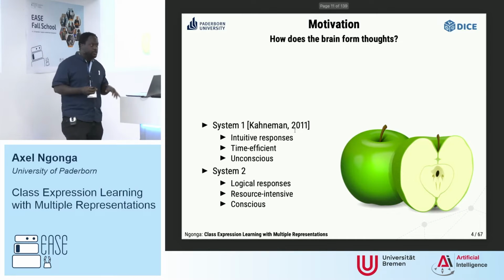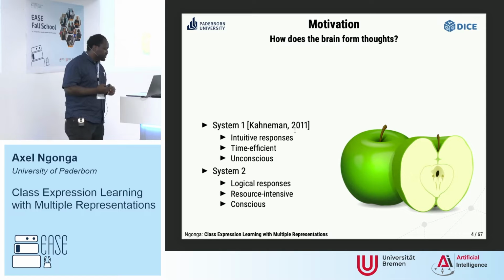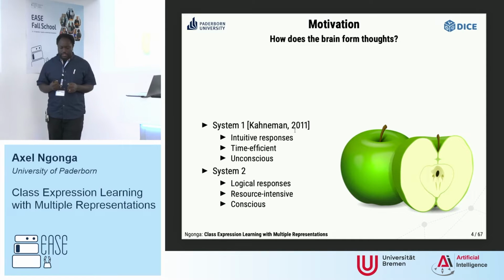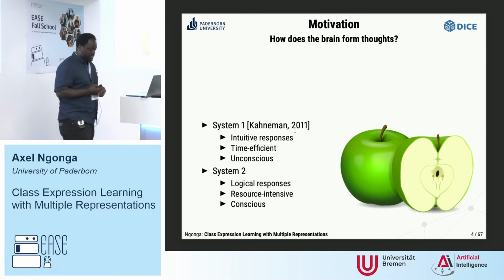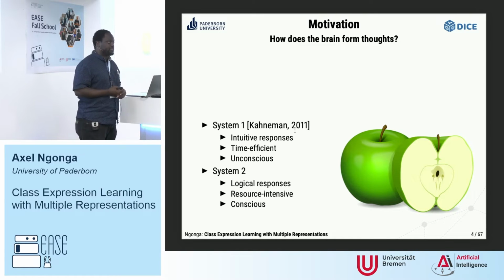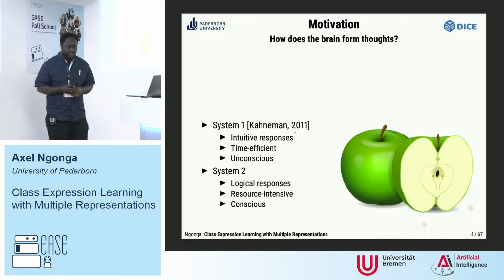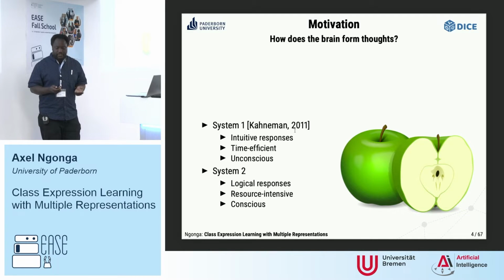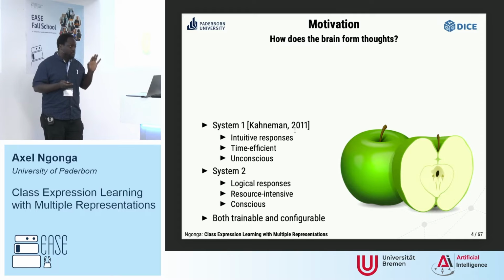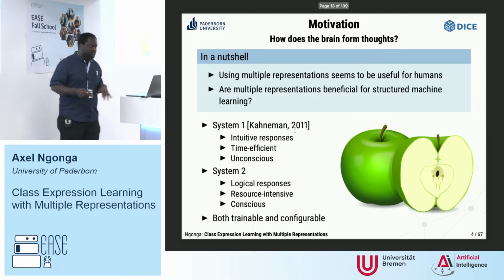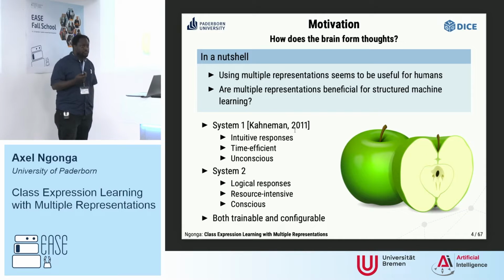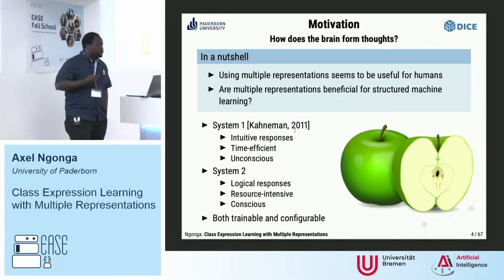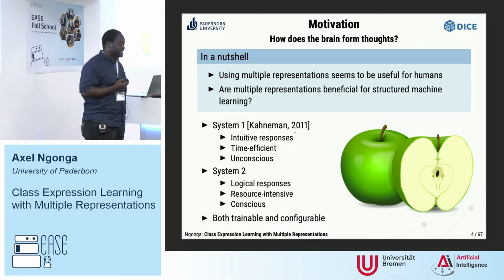While system 2 is in charge of our logical responses, where we do explicit computation, it is resource intensive and is based basically on an explicit representation of the data that is necessary to process the question at hand. Both systems are trainable and configurable, but interestingly, humans tend to use, or seem to use, multiple representations to solve problems and tasks.